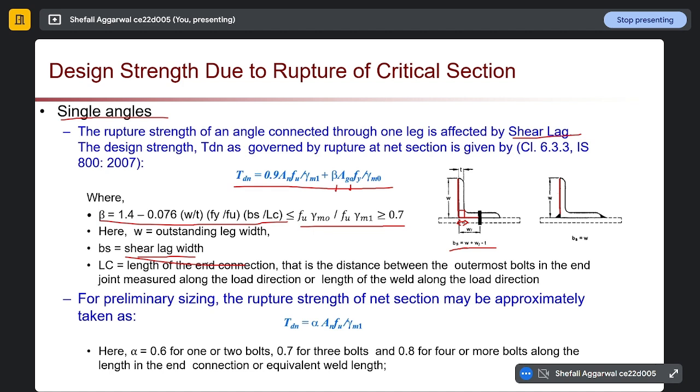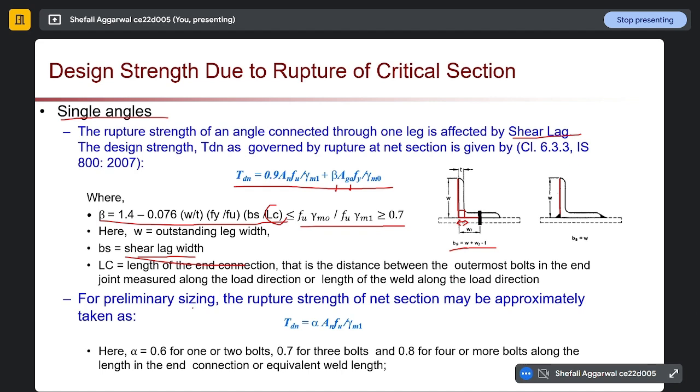Okay. And next thing is the LC, the length of the end connection. In this case, this LC is the length of the end connection, that is the distance between outermost bolts in the end joint measured along the load direction, or length of the weld along the load direction.